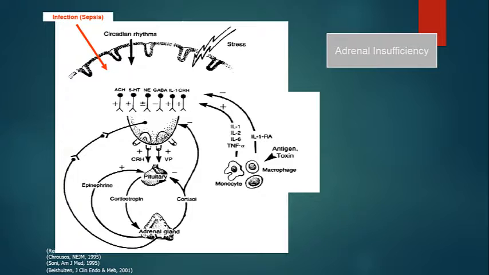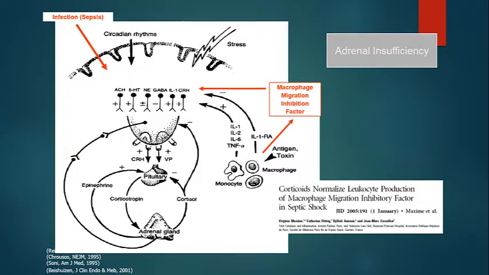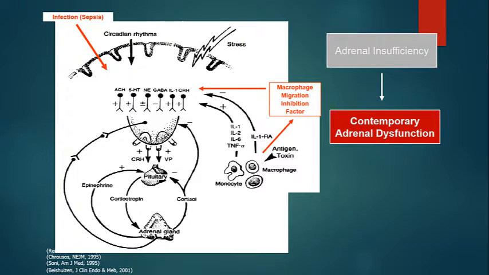So that might cause something that we call the macrophage migration inhibitory factor, which has been studied and published, like in 2005. So a patient may be not just adrenal insufficient, but they might have a form of temporary adrenal dysfunction more than anything.